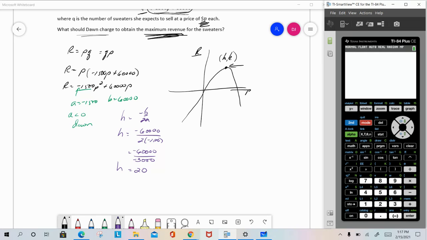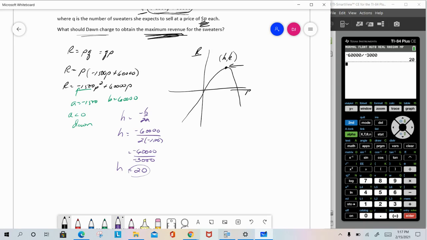Let's check that out. Negative 60,000 divided by negative 3,000 is 20. So $20. What should Dawn charge to obtain the maximum revenue? $20 to maximize revenue. So in order to maximize her revenue, she should sell the sweaters at $20 each.